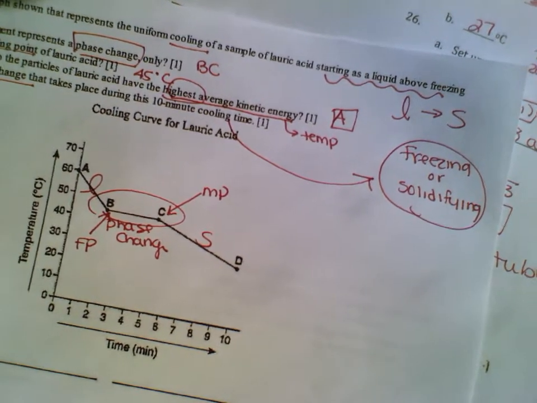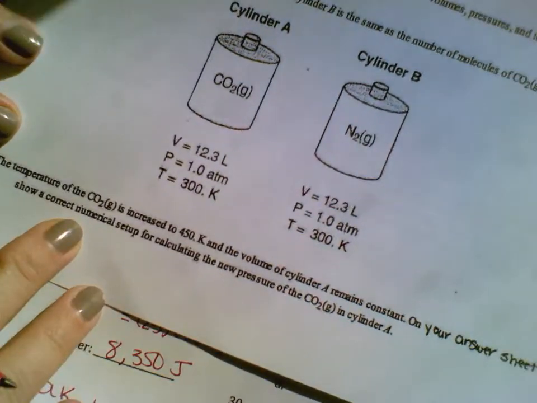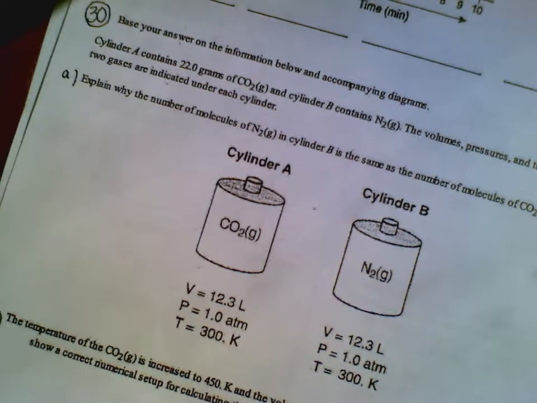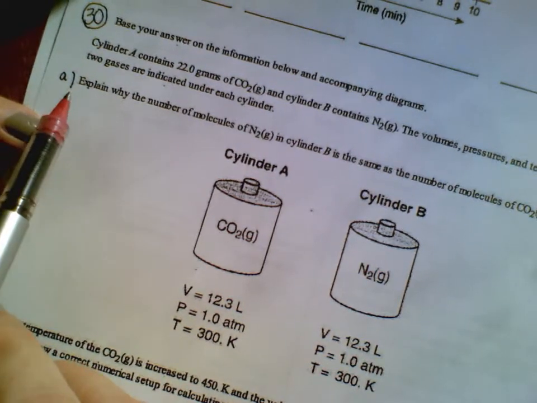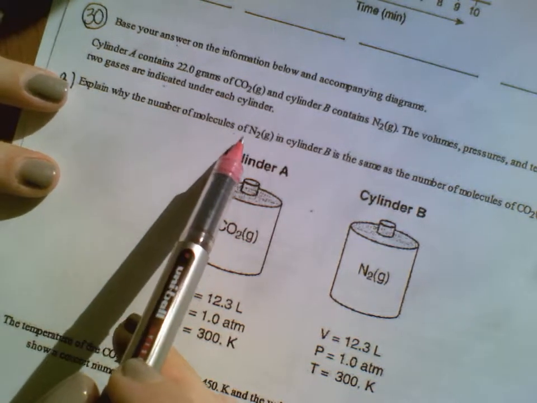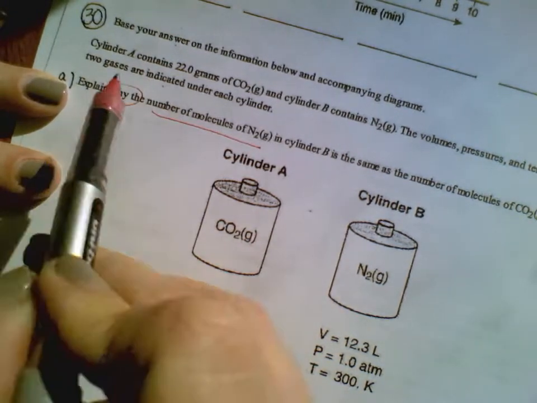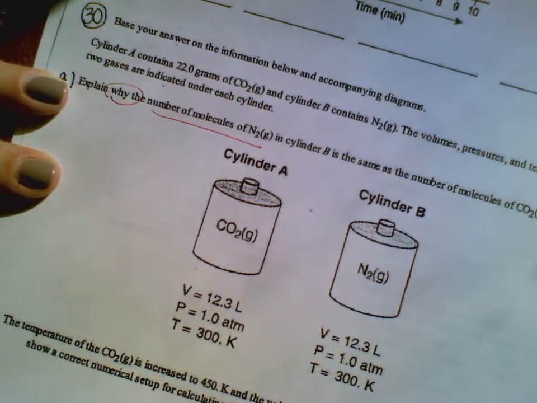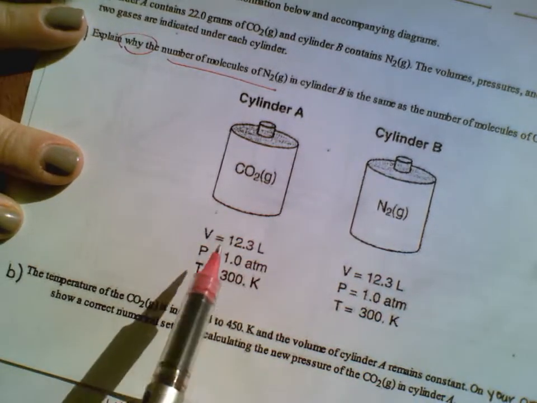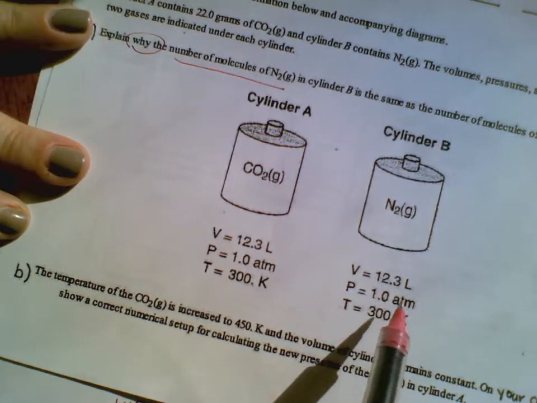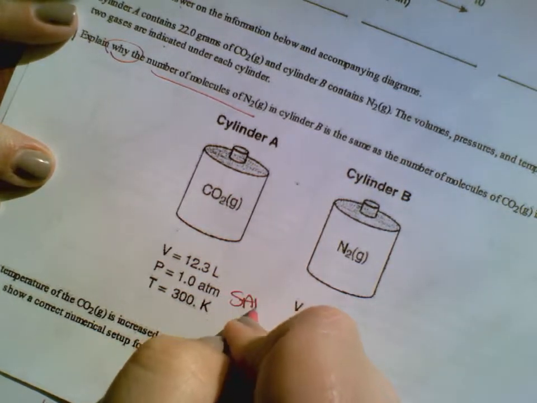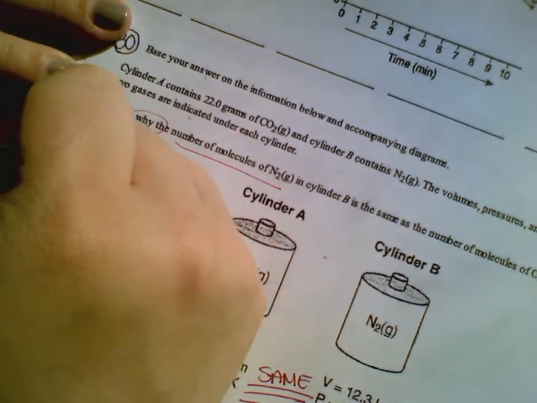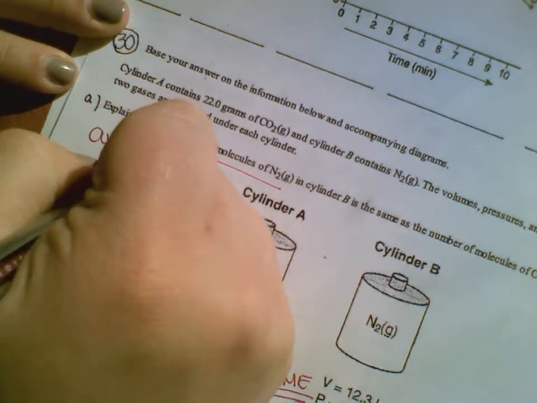Okay. So, 30. Last one. Explain why the number of molecules in N2 Y is the same as the number of molecules CO2 in cylinder A. Well, this is Avogadro's law. I look, same volume, pressure, and temperature. These are the same. So, I would say it is Avogadro's law.